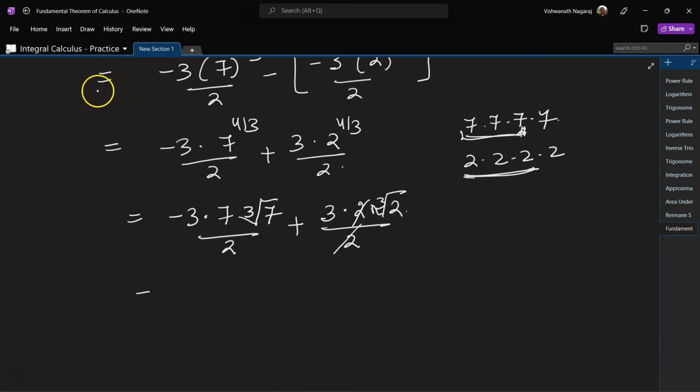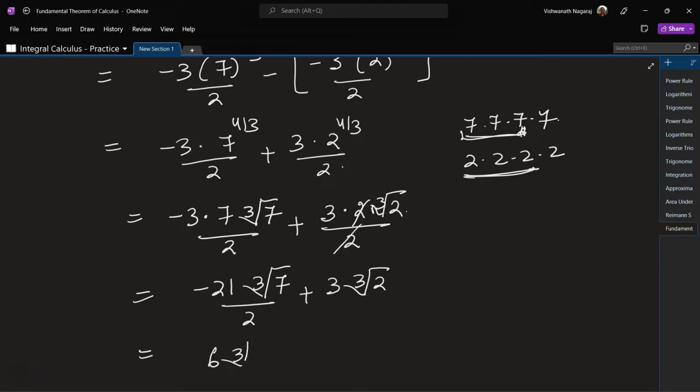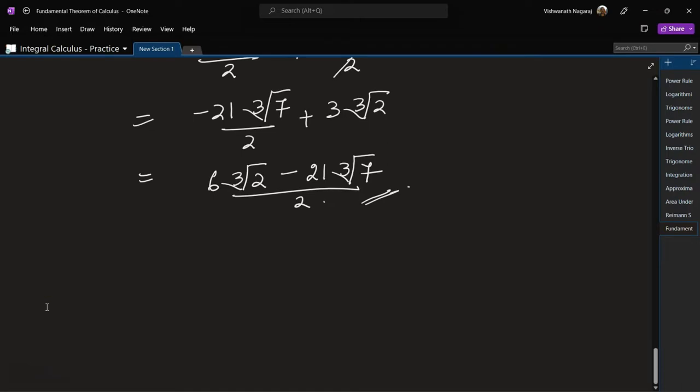And here what do we have? We have minus 21 cube root of 7 by 2 plus 3 cube root of 2, or if we want to combine them and write it, let's rearrange the terms. We get 6 cube root of 2 minus 21 cube root of 7 by 2. So this is the area under the curve, or this is the definite integral value.